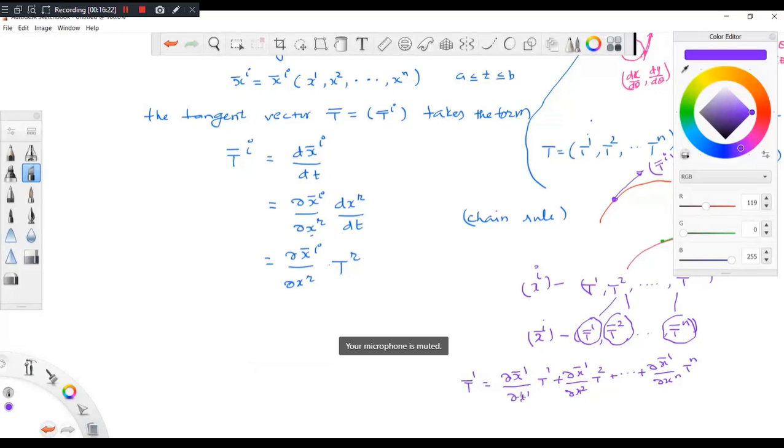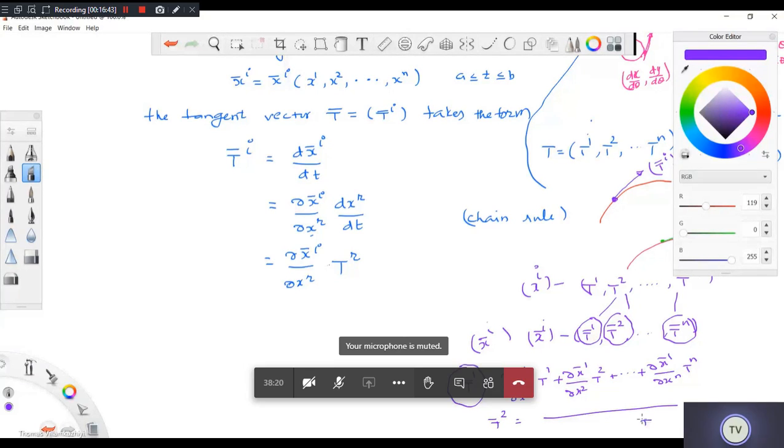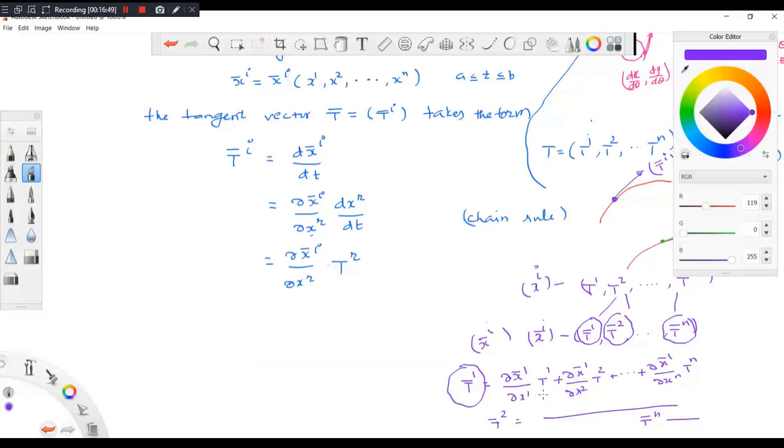So you see a single component in the x bar i system depends on all the other components in the xi system. Similarly, t bar 2 will also depend on all the components, and t bar n will also depend on all the other components. So this is the transformation law.